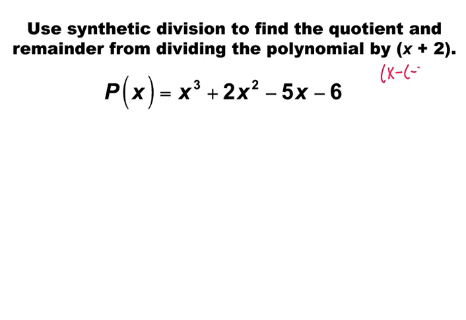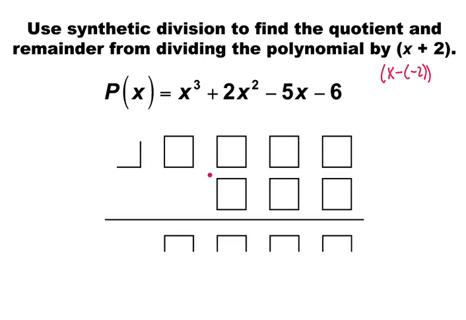minus negative 2. And we'll be using the negative 2 in the synthetic division. These four placeholders are for each of the coefficients of the polynomial. Since this is a polynomial of degree 3, there are four placeholders, one for each term. This is how synthetic division works. The numerical term goes here, and we determine that that would be negative 2. And then we fill in the coefficients from the polynomial.